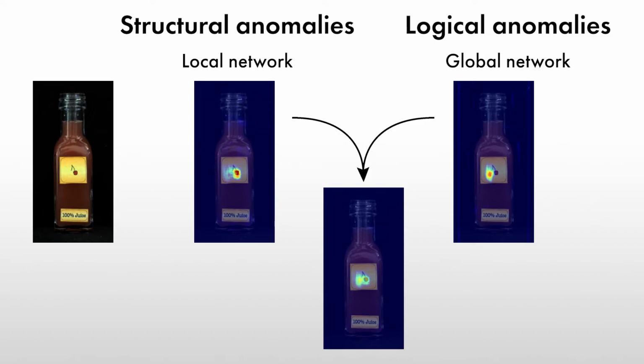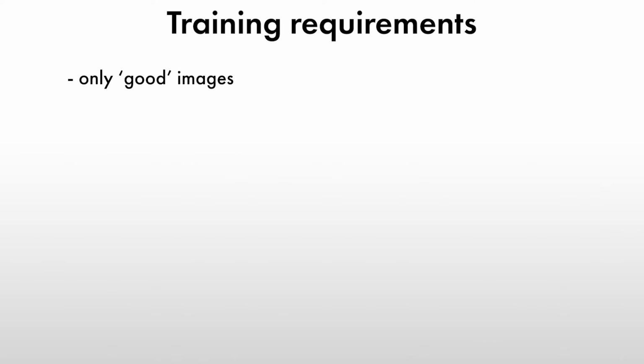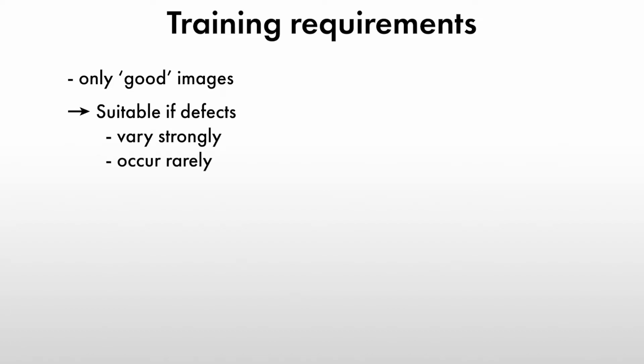For global context anomaly detection, no labeling is required. The model can be trained with good images only. Thus, this method is very suitable if your defects vary strongly and only occur rarely or are hard to predict.